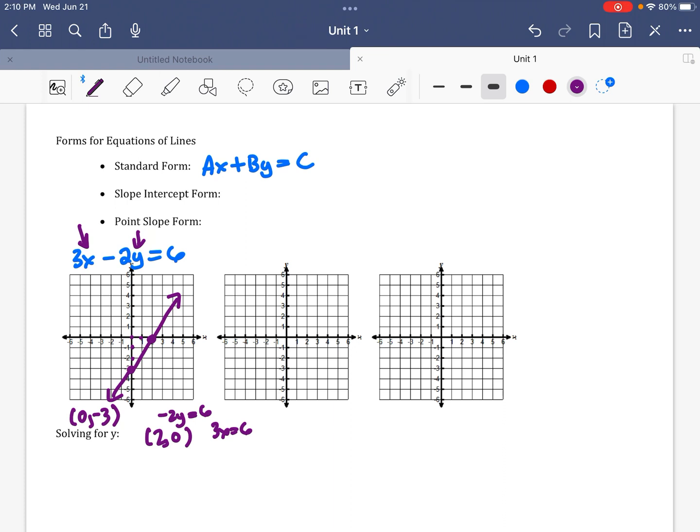So all that's great. Standard form is good for finding x and y intercepts because you can plug in 0 very easily and hopefully they turn out to be nice numbers, but they don't always have to.